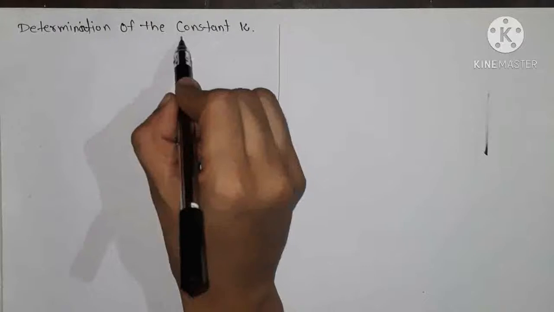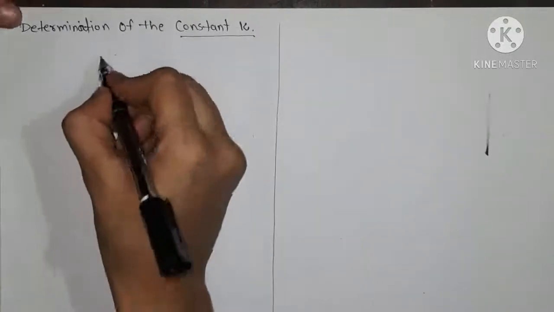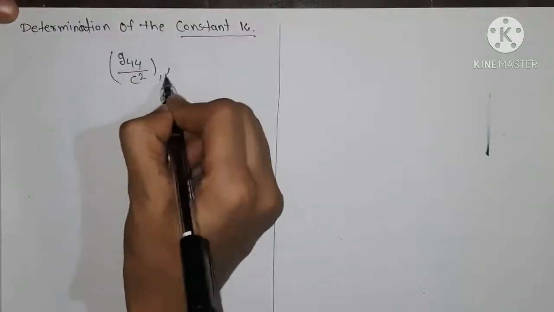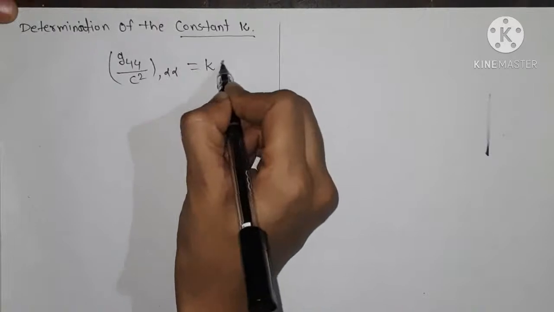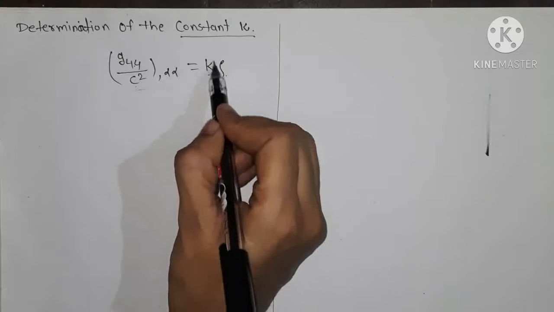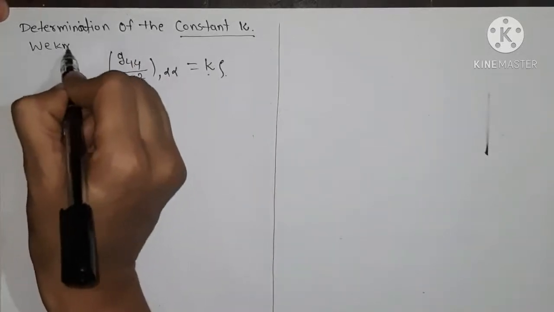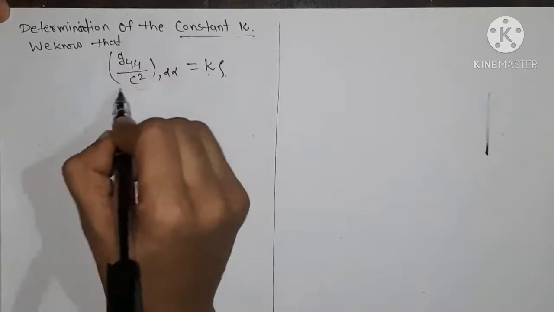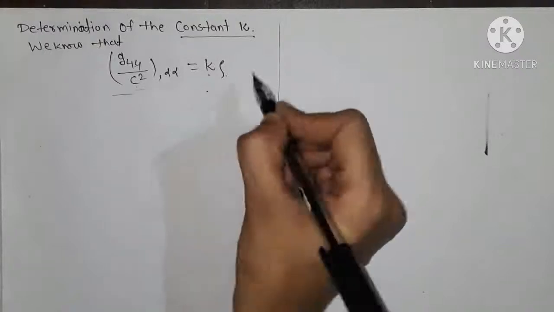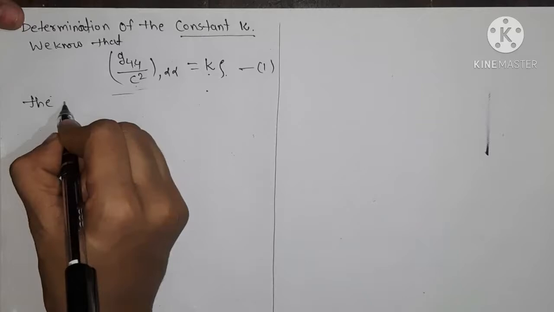Now we find the value of the constant K in the relation of the Poisson equation, that is g44 upon c square comma alpha alpha is equal to kappa into rho, and this kappa we sometimes call K. Now we find what the value of K is here. We know that the equation of Poisson, which is recovered from the Einstein equation, is as given by this equation. We give this as equation number 1, and also we have the relation between g44 and V.